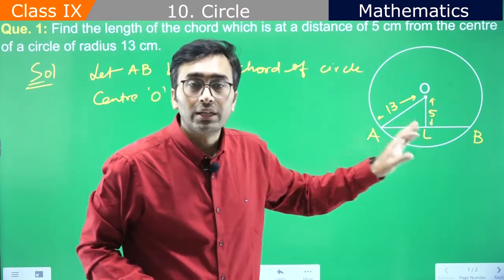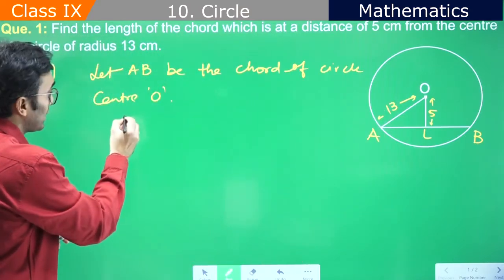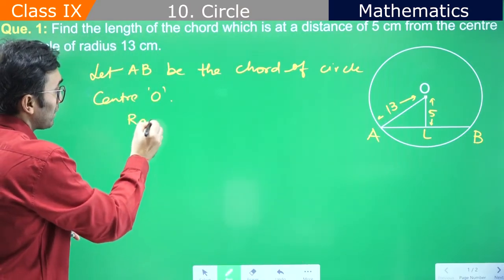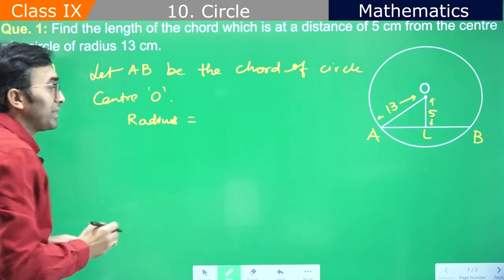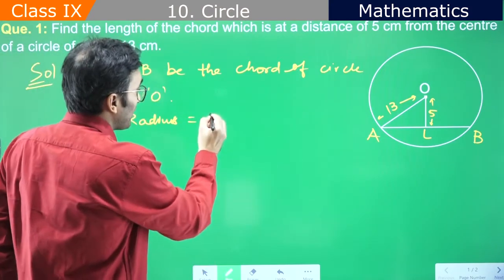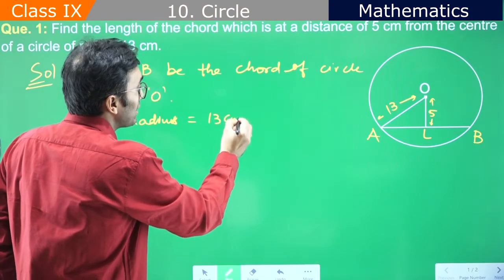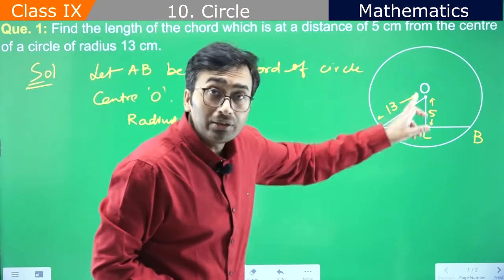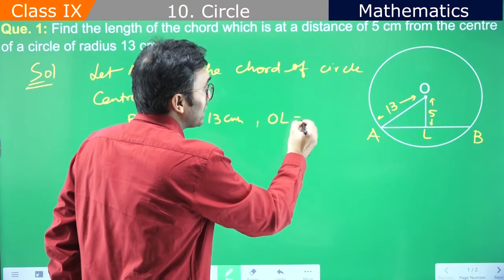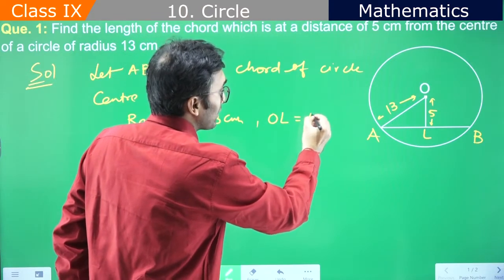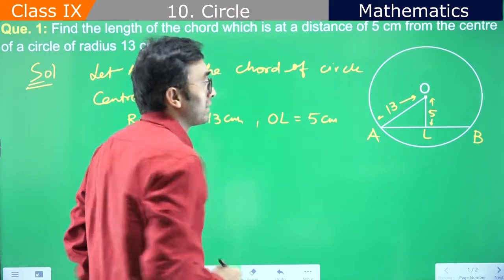This is the OL. So we can write radius equals 13 centimeter, the radius is given as 13 centimeter. Then the length of OL is given as 5 centimeter. So this one is fine.